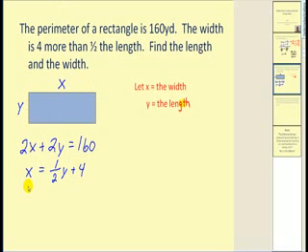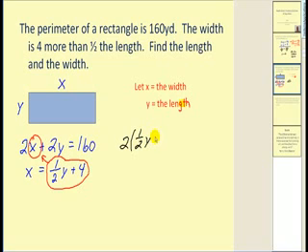The method that sticks out here for me would be substitution, since this is already solved for x. So wherever we see an x in the first equation, we can replace it with 1/2 y plus 4. So let's go ahead and do this substitution and then solve the resulting equation. We would have 2 times, instead of x, 1/2 y plus 4, plus 2y equal to 160. Let's distribute and solve for y.